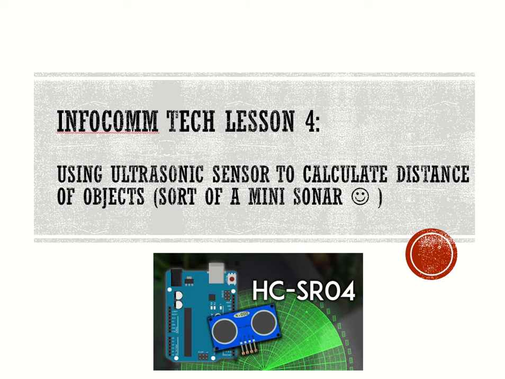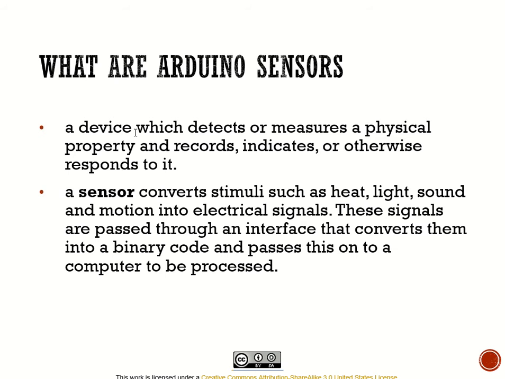Okay, so today we're going to move on to another sensor. Today we are going to be using an ultrasonic sensor, which is a sound sensor, like a mini sonar, and we are using it to calculate the distance of objects. Last week we already talked about what sensors are. Basically, they are just devices that are able to detect and measure any physical property, and then we use this data that we collect to build an application that is going to be very useful to us.